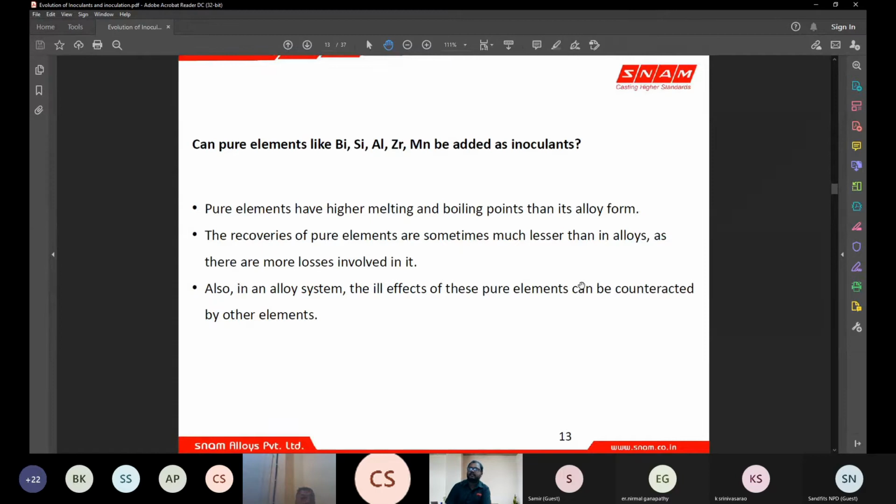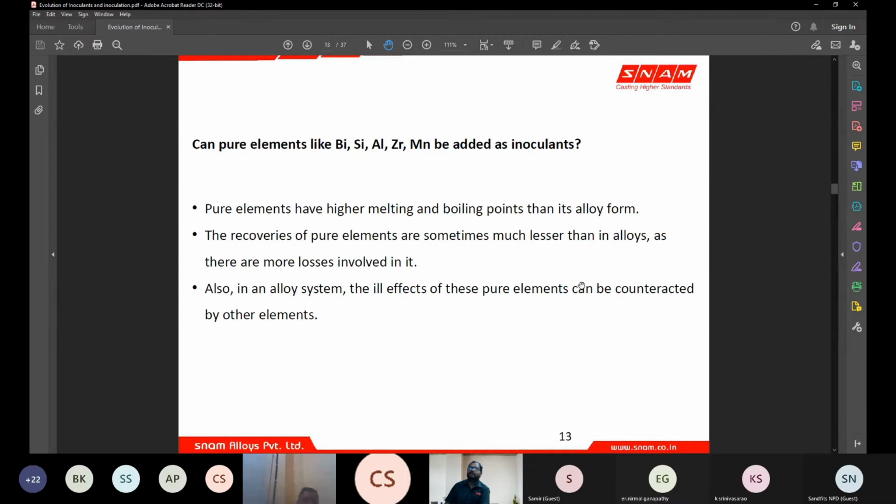If that doesn't happen, then that carbon which is coming out again reacts with or forms compounds with iron or any carbide forming element in the metal and starts giving a combined carbon, which we call carbides. It can be either iron carbide or any metallic carbides. So if these elements are being selected as inoculating elements, why can't those elements be added in pure form?